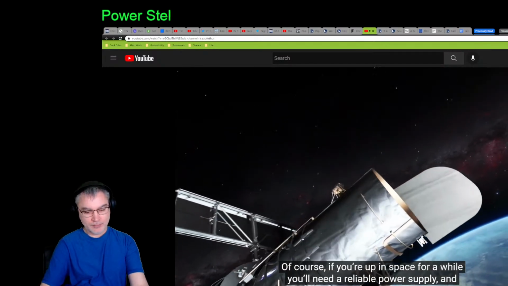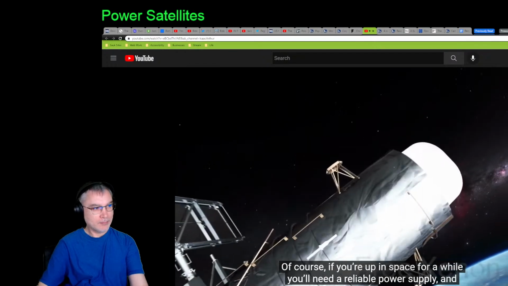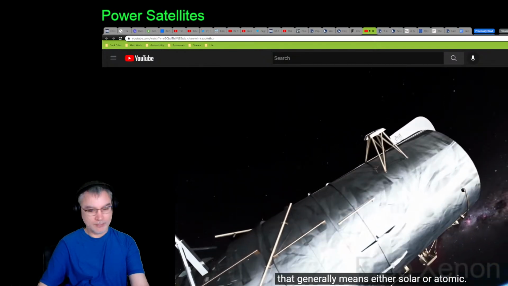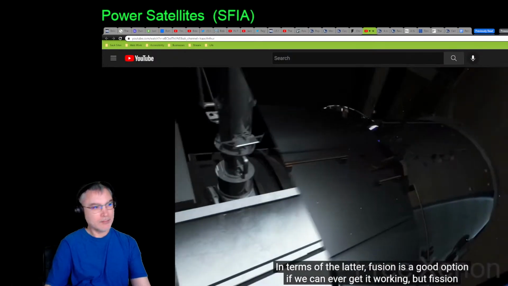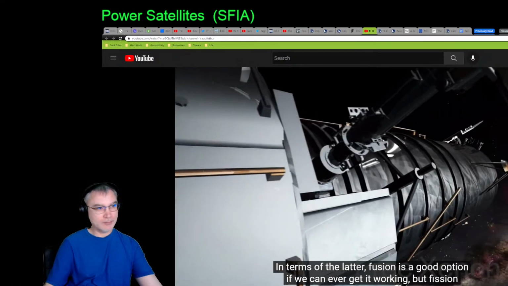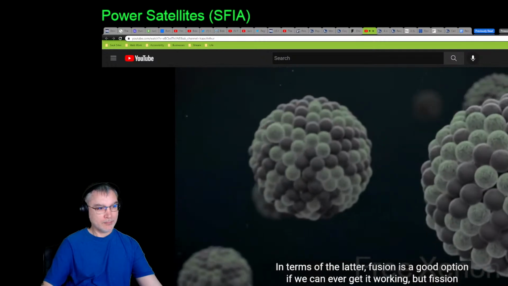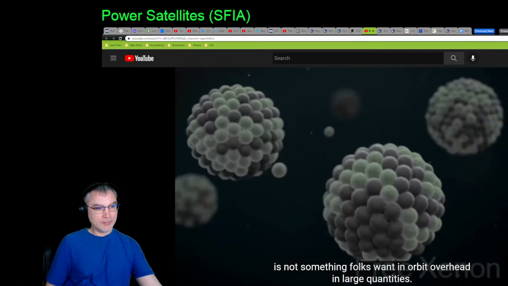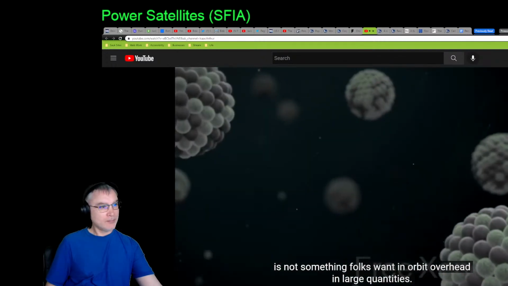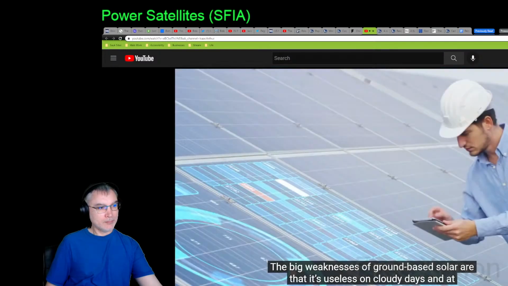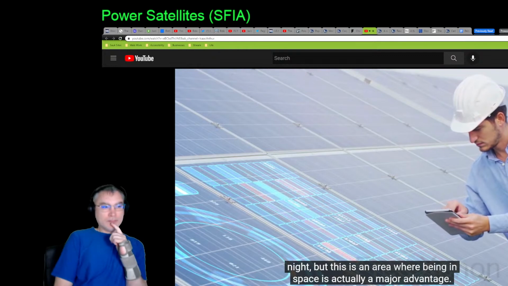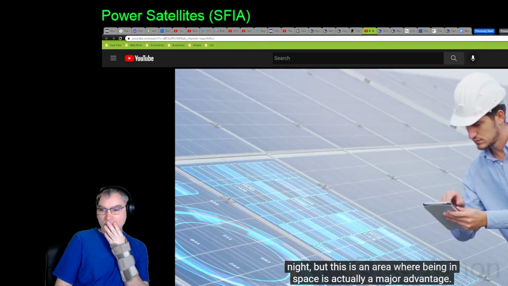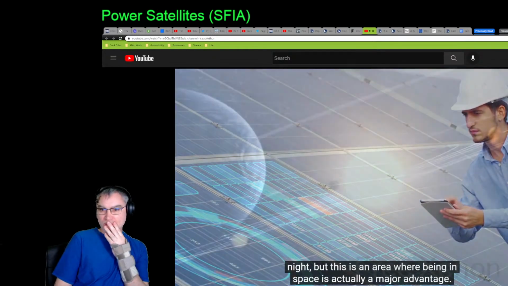Of course, if you're up in space for a while, you'll need a reliable power supply, and that generally means either solar or atomic. In terms of the latter, fusion is a good option if we can ever get it working, but fission is not something folks want in orbit overhead in large quantities. The big weakness of ground-based solar are that it's useless on cloudy days and at night, but this is an area where being in space is actually a major advantage.